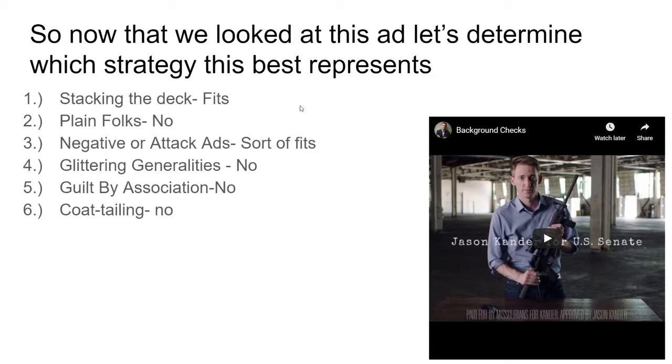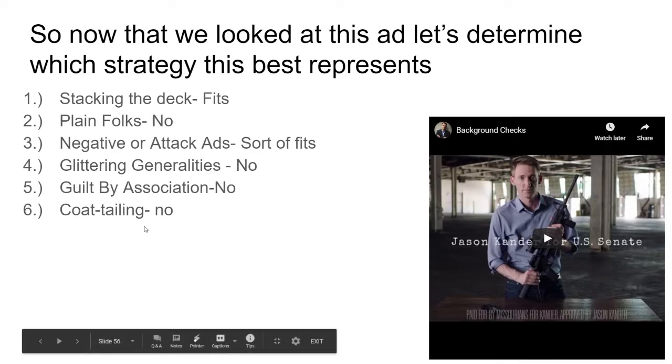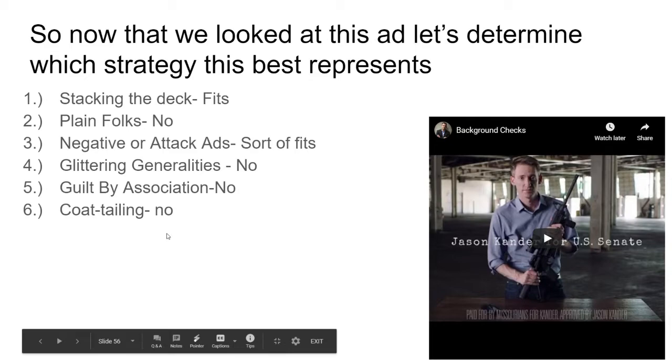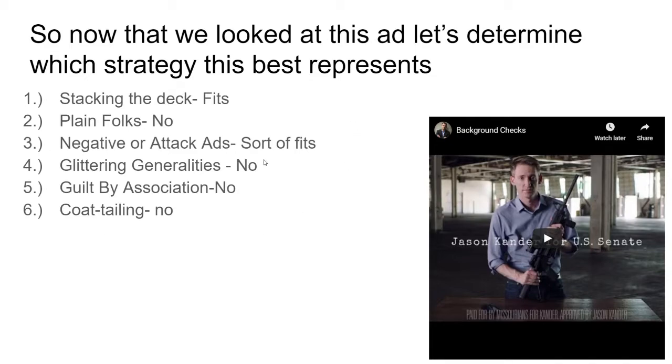deck. Also, something not listed here is testimonials. There is nobody here who is endorsing him at the moment. Now, you could argue it's a negative attack ad of sorts, because he asks his opponent to do what he just did as he was defending his record. But also keep in mind that it's more defense than anything else.